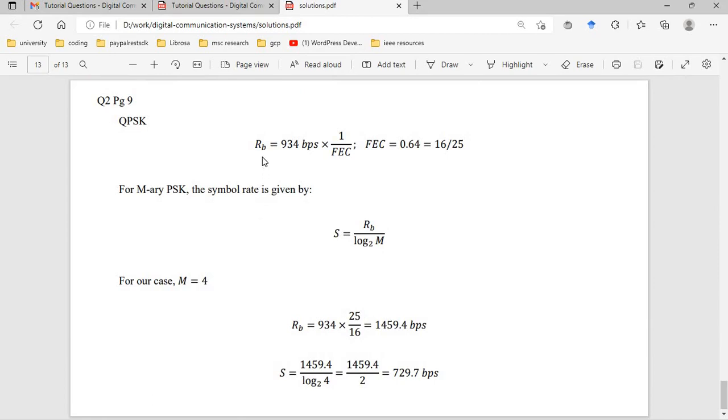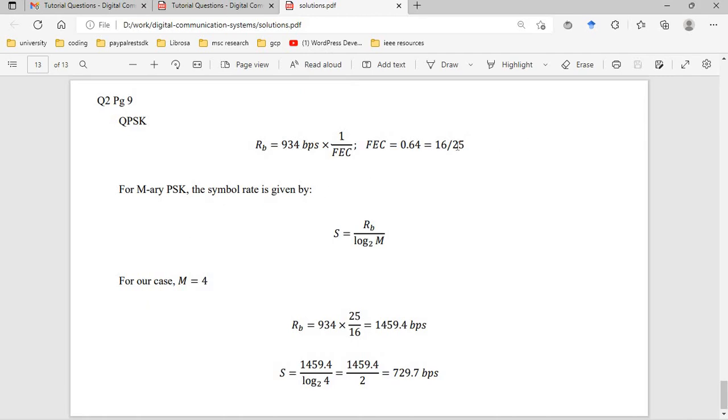Okay, so QPSK, the bit rate is 934 bits per second, but it also has an error correction of 0.64. What that means is that the actual bit rate is going to depend on that forward error correction. If you have an error correction that is less than 1, then the actual bit rate is going to be larger, because the bit rate is equal to whatever you're given divided by the forward error correction.